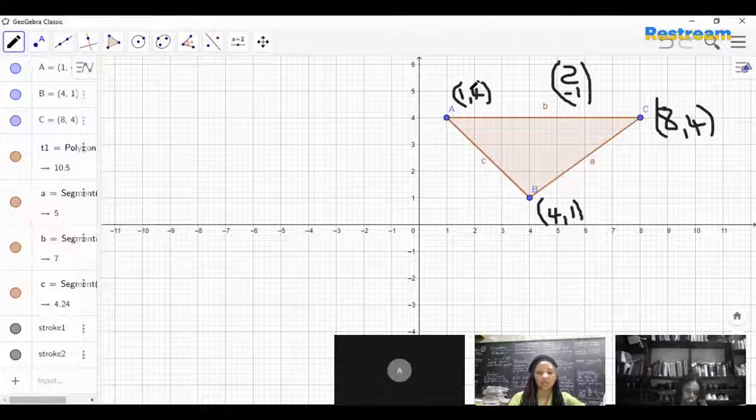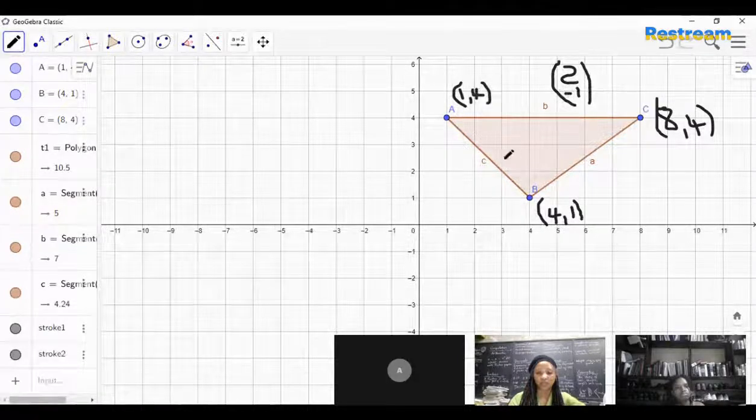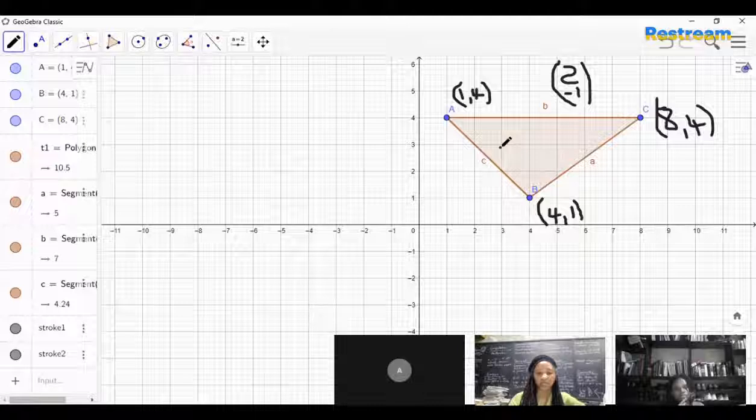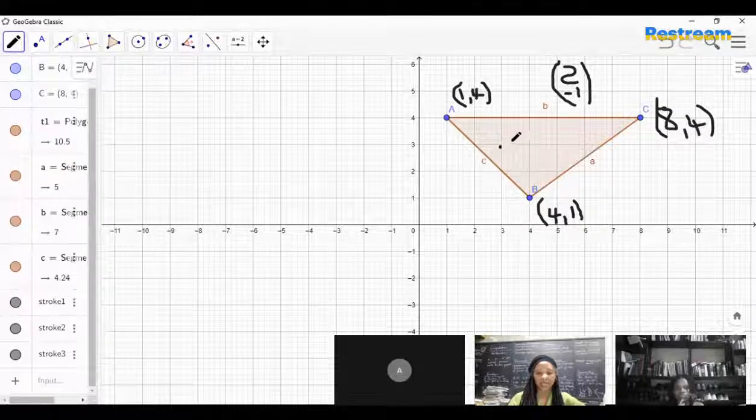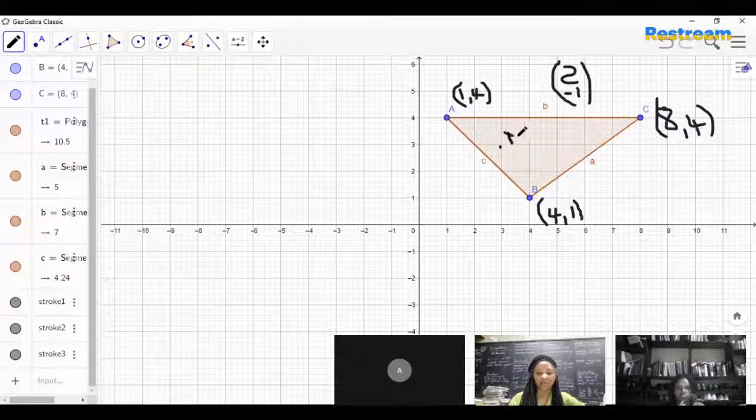Okay, miss, could I go? Okay, so where would the image of A be now? Okay, so miss, it be 3, 3. So 1 plus 2, that's 3 on the x, and then 4 minus 1, 3. So that would be the new points. That would be the A, image of A.